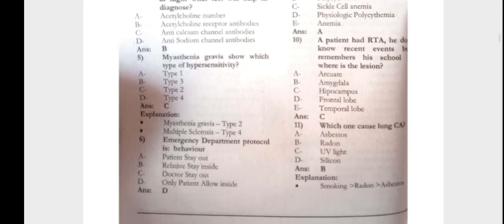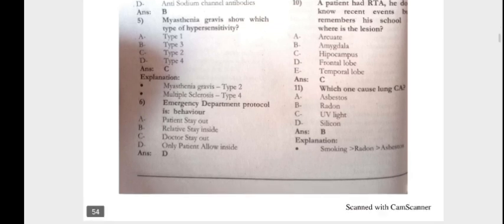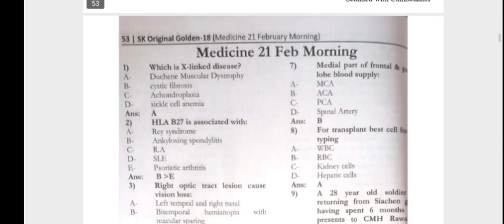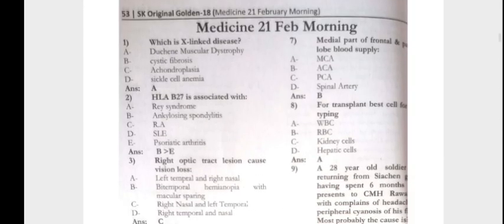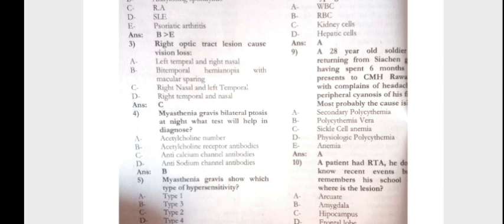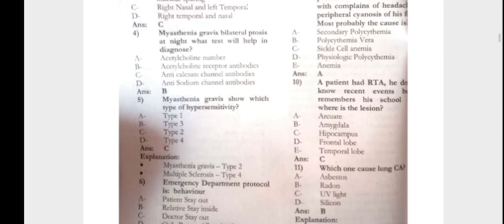Myasthenia gravis shows which type of hypersensitivity? That is type 2. Emergency department protocol is that only the patient is allowed inside. The medial portion of the frontal and the parietal lobe, blood supply is ACA. For transplant, the best cell for typing is the white blood cell. A 28-year-old soldier returning from Siachen, having spent 6 hours, presents at CMH Rawalakot with complaints of headache and peripheral cyanosis. Most probably the cause is secondary polycythemia.